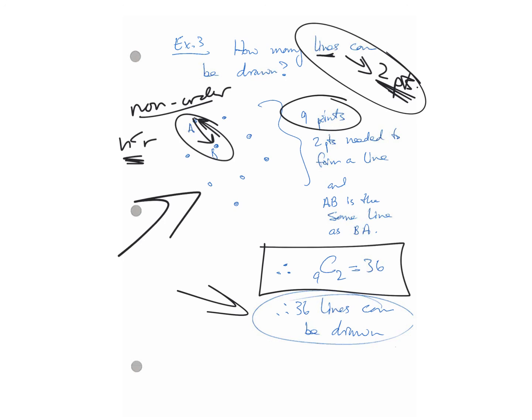And that concludes this video on combinations, the difference between combinations and permutations, where order is not important. The selection's important, not the arrangement of the selection.